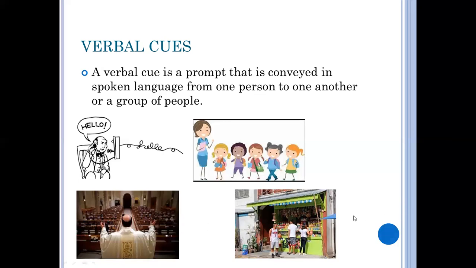Also, when we buy in a certain store, for example, here in the Philippines, we have a sari-sari store, and you're going to the store and saying, tao po, pabili po, and of course, the verbal cue of the tindera will say, ano po yun? Okay. So these are some examples of verbal cues.